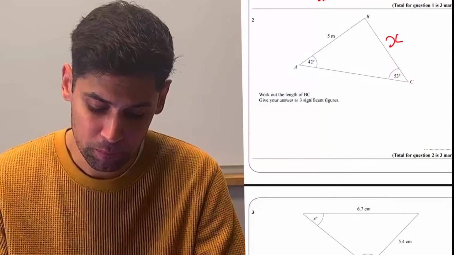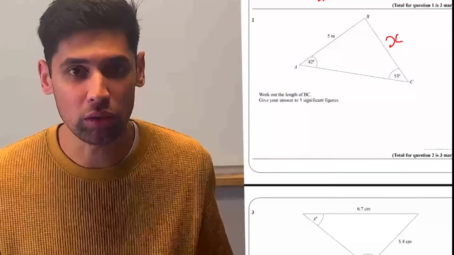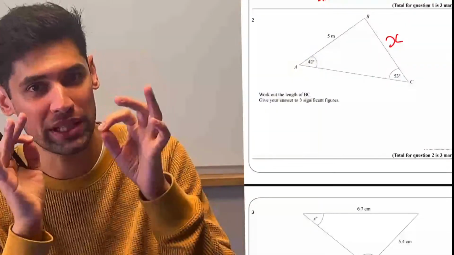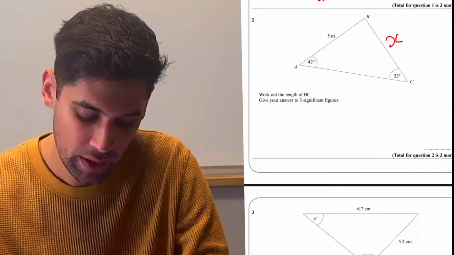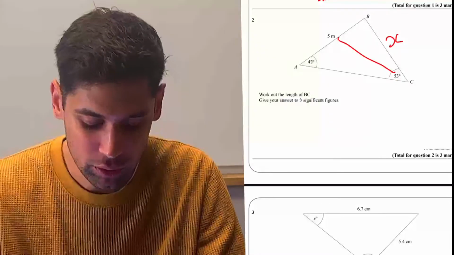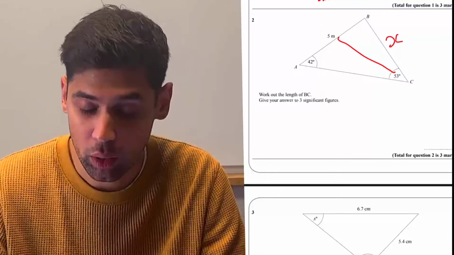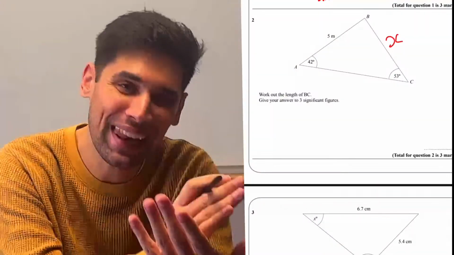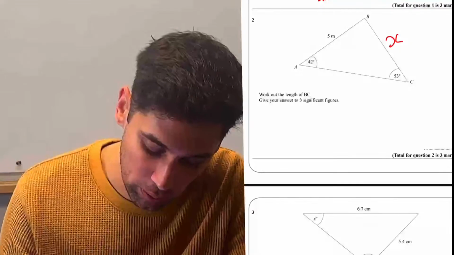So again, is this the sine rule? How do we know if it's a sine rule? Is there a pair of opposites? Is there a length and an angle opposite each other that we know? Yes, get in. So this 5 and 53, they're opposite each other. We know both of them. We can use a sine rule. Are we looking for a length or an angle? We're looking for a length. We know this. So we put the lengths on top.